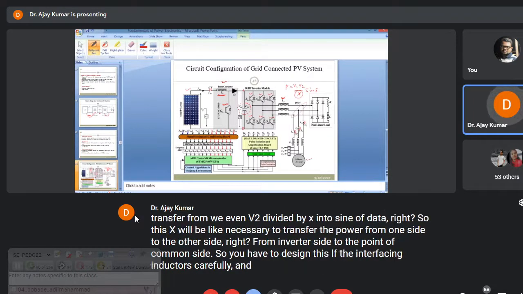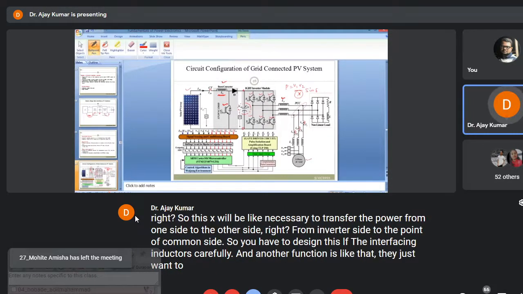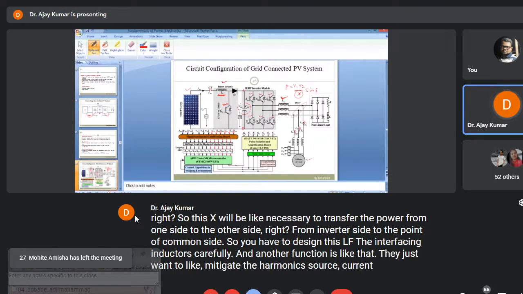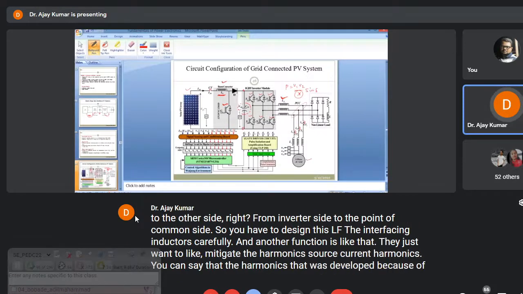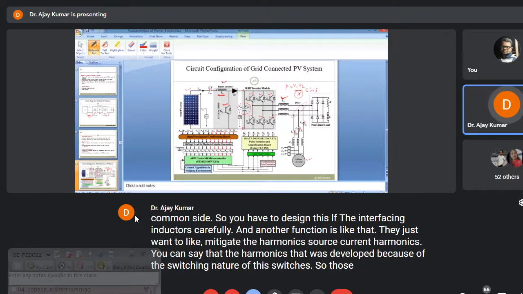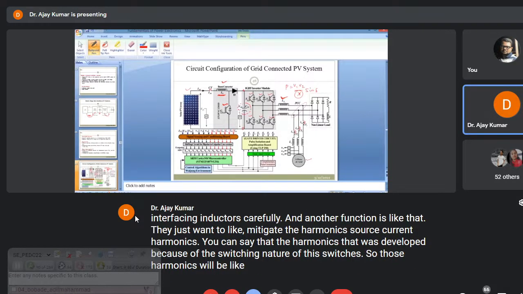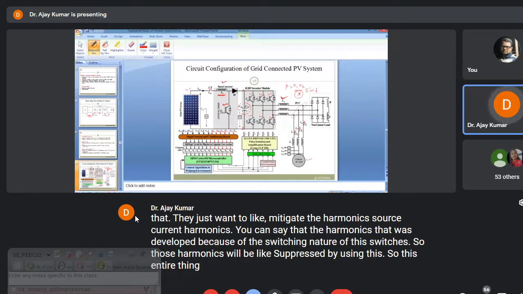Another function is that they mitigate the source current harmonics, that is, the harmonics developed because of the switching nature of the switches. Those harmonics will also be suppressed by using this. So this entire thing is the power circuit, and this is your non-linear load.